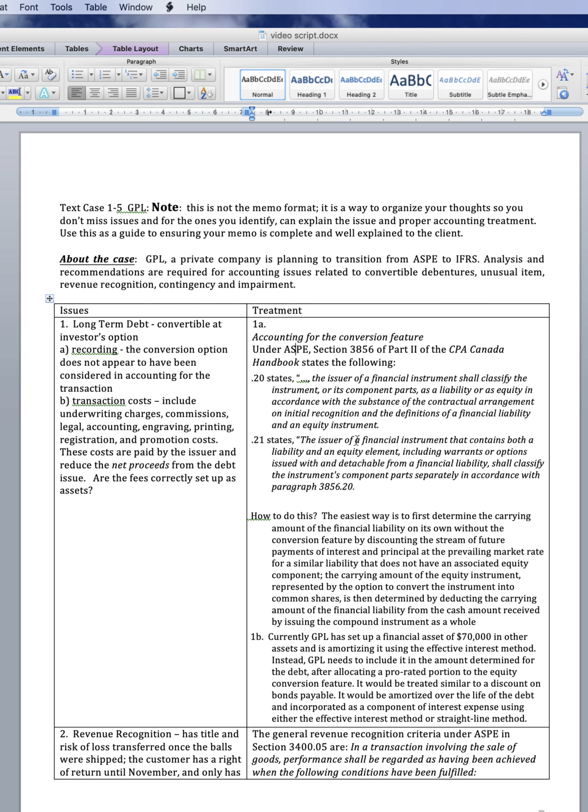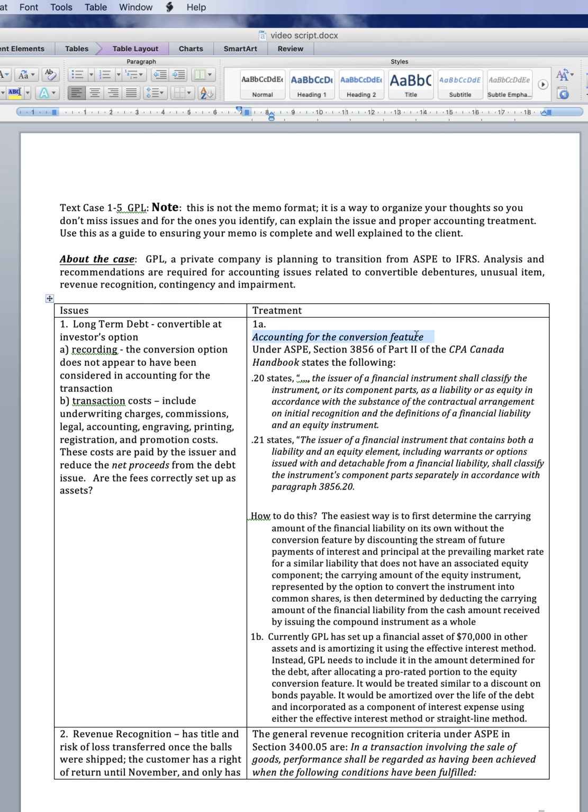Specifically, the issuer of the financial instrument, in our case the bond, that contains both a liability and equity component, which ours does because the investor has the right to convert it to shares. So they paid based on the fact that they had that option to do it. It says they have to classify the instrument's component parts, that's the debt piece and the equity piece, in accordance with 3856.20, right? So what's the best way to do this?